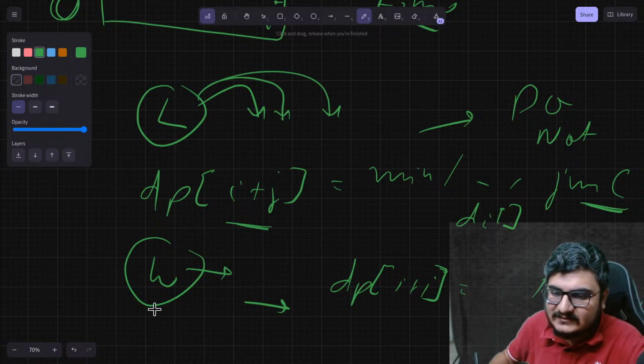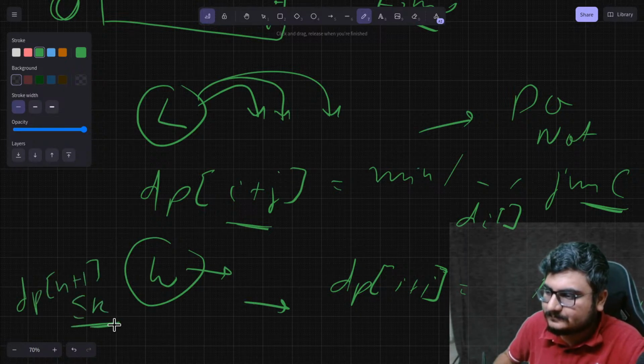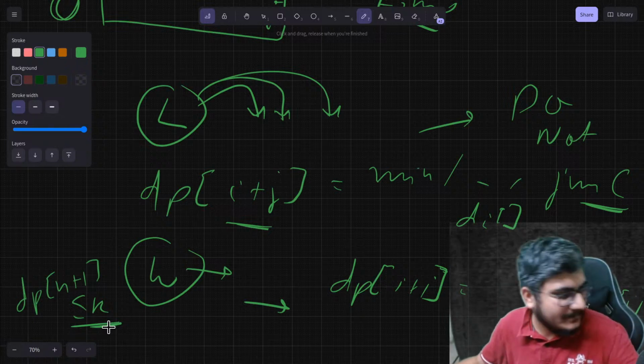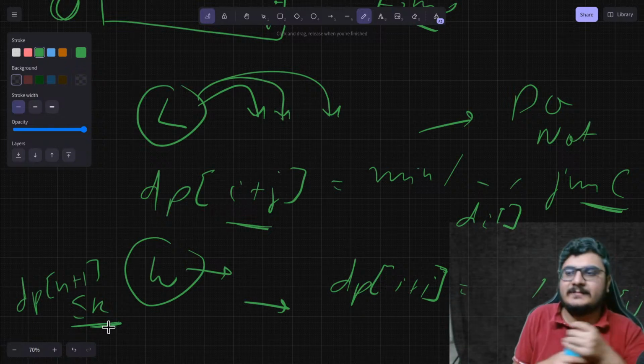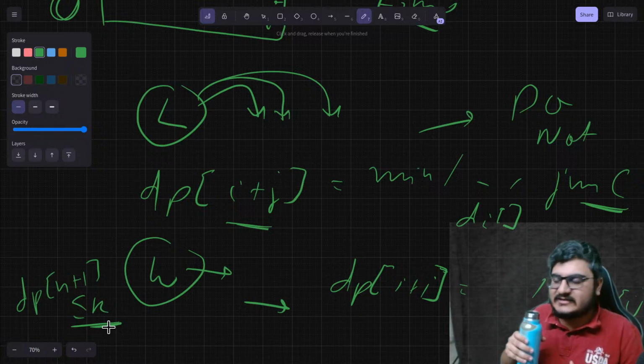And at last, check if dp of n plus 1 is less than or equal to k. And that was the solution I had. So we ignore the value of k first, and at last we take the minimum number of swimming times we need to reach n plus 1.